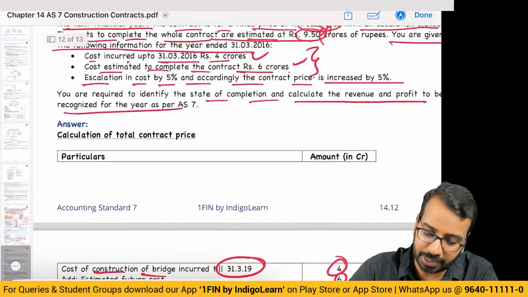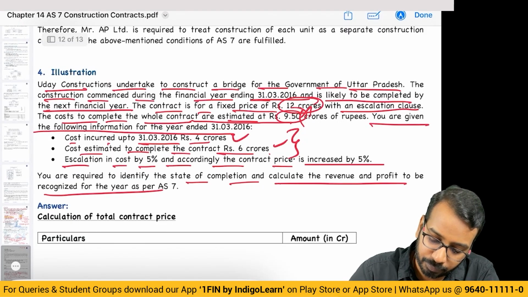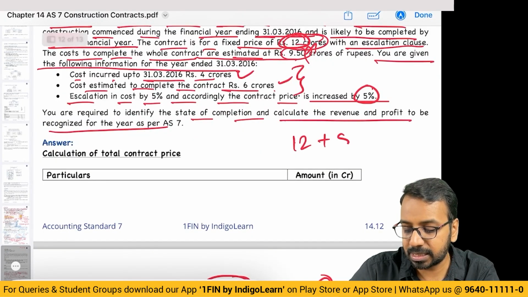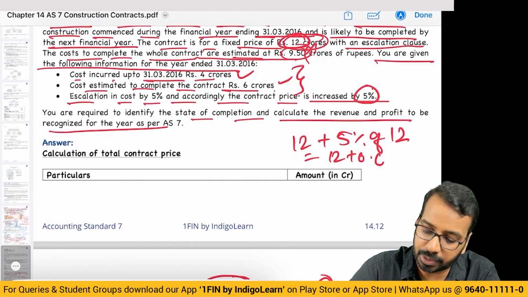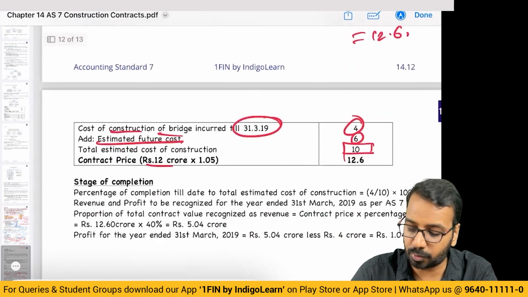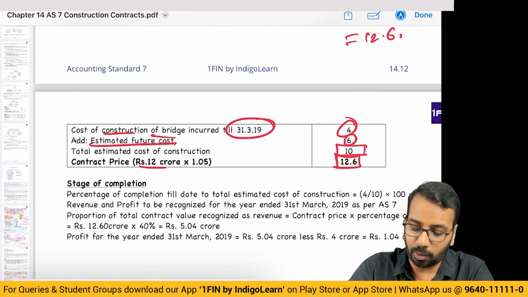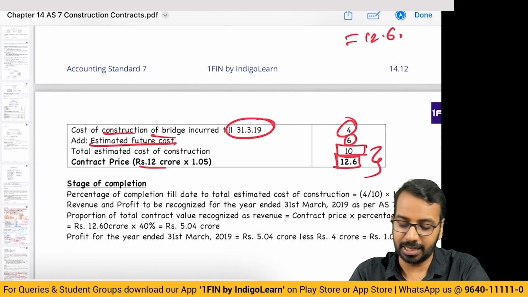What is the contract price? Initially we have agreed for 12 crores. Now we have to add it by 5%. So 12 crores plus 5% of 12 crores, that is 12 plus 0.6, that is 12.6 crores. So total contract price is 12.6 crores. Now what is the outcome? Outcome here is profit. We can measure it reliably.